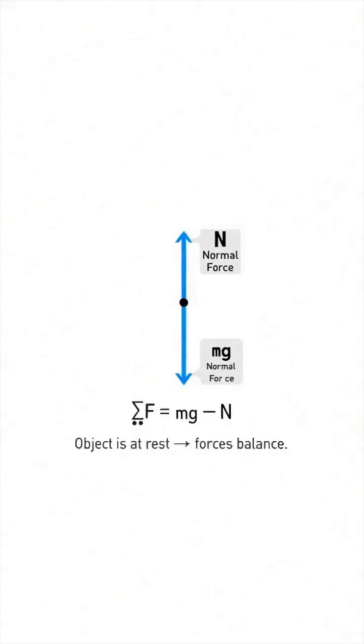So step 3 is to sum all these forces. So the summation of all these forces, which is M times G minus N, since both are in opposite directions, will be equal to 0. And why 0? The bottle is at rest, right? It is stationary. It is neither moving upwards nor moving downwards. So the summation of forces will be equal to 0.